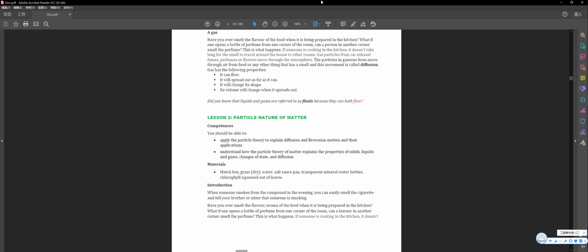Materials: vegetables, glass, water, salt, saucepan, transparent mineral water bottles, coffee squeezed out of leaves.